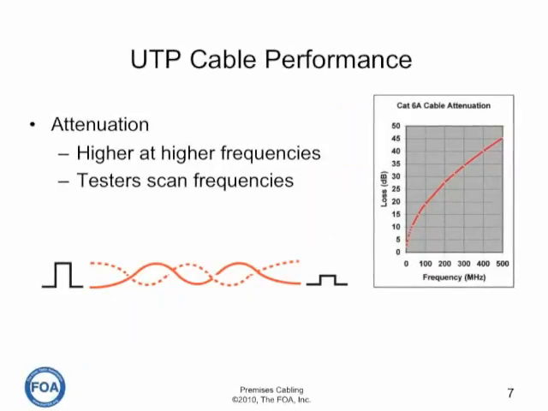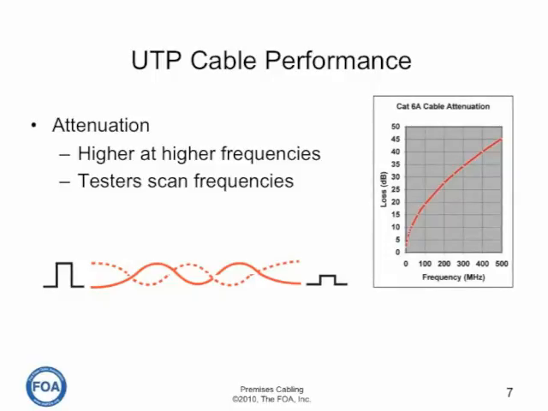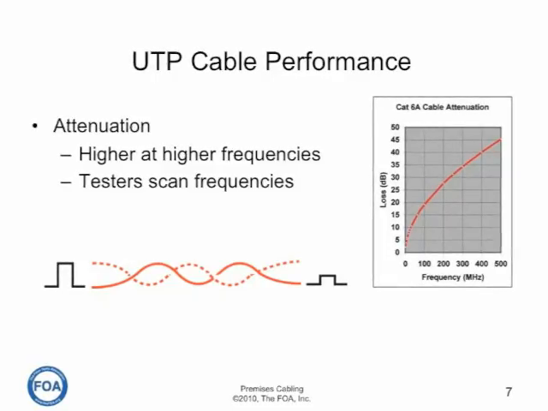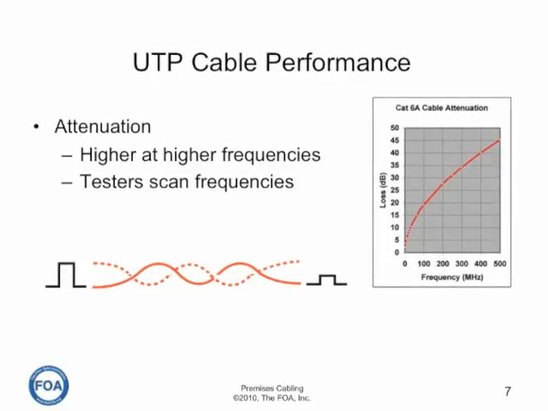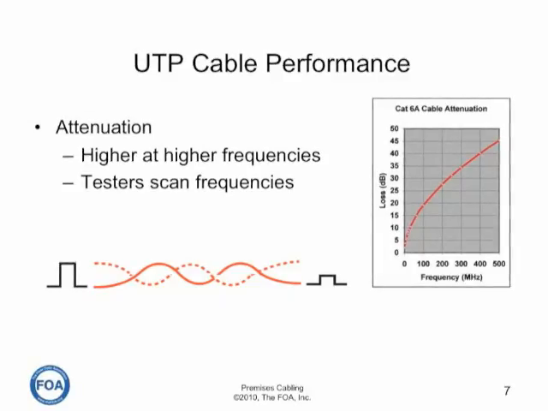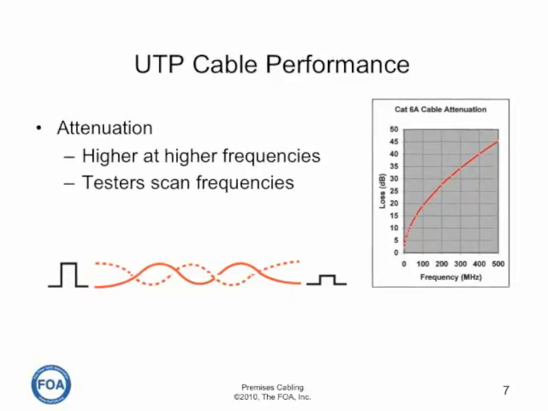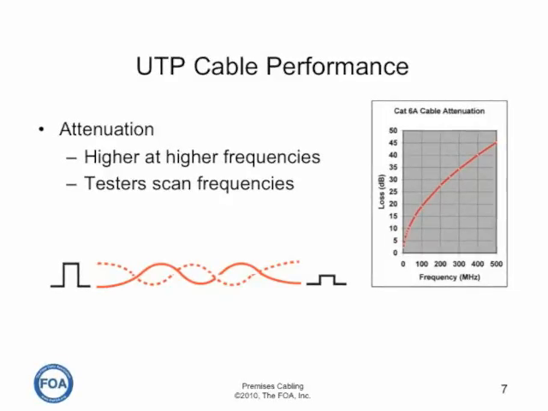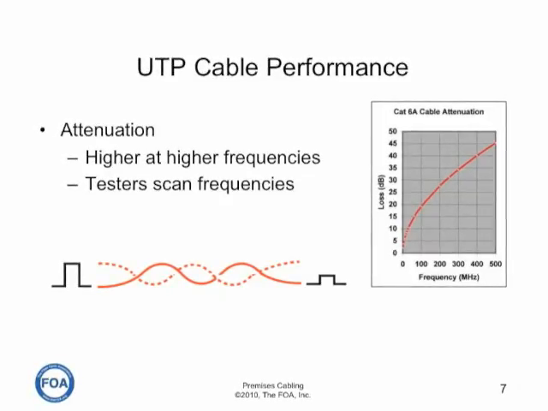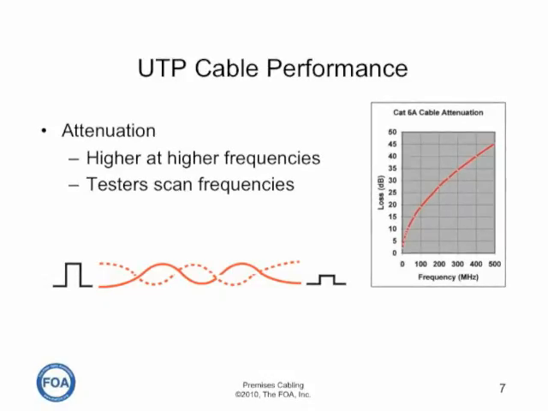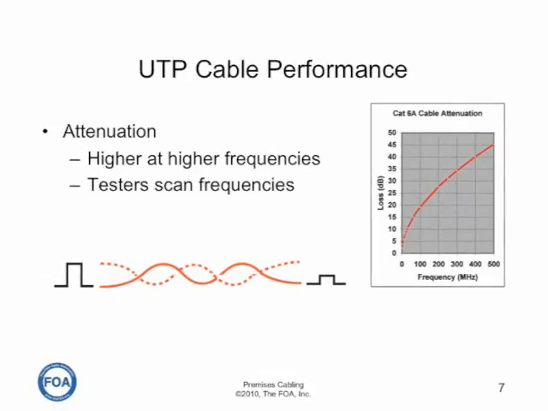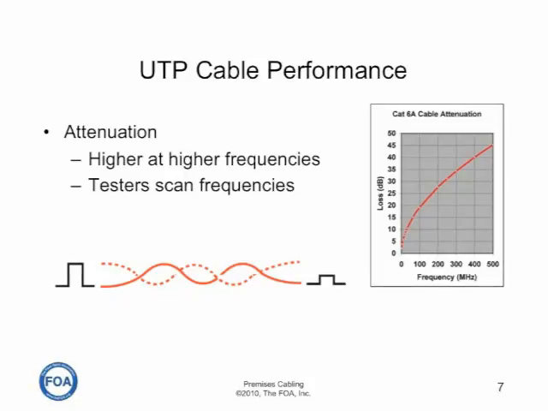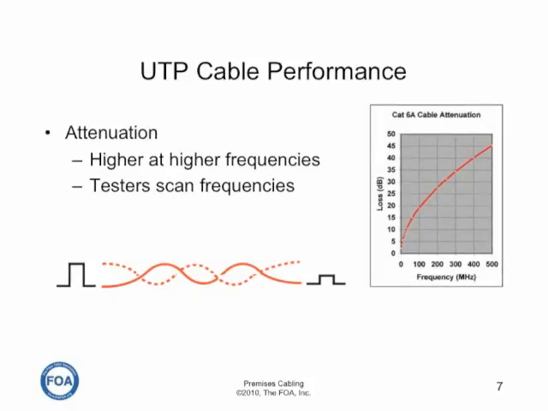The attenuation of the cable plant is tested as the tester sweeps through the frequencies over which the cable is specified to run, according to its category rating. Attenuation is higher at higher frequencies, so the testers test at multiple frequencies to see if the cable plant meets the industry standards at all of the frequencies specified.